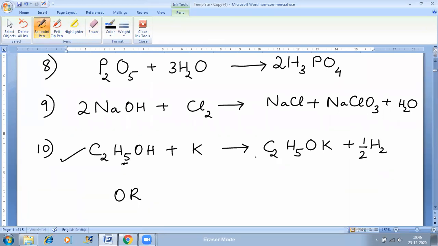Let's look at oxygen. So I have two oxygen atoms here. So on the left hand side I have two oxygen atoms. On the right hand side I have 3 plus 1, that is 4 oxygen atoms. Right? That means oxygen is not balanced. So here oxygen is 2, but on the right hand side oxygen is 3 plus 1, 4. So 2 and 4 are not same. That means oxygen is not yet balanced.